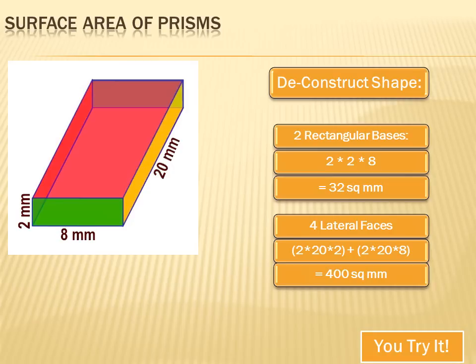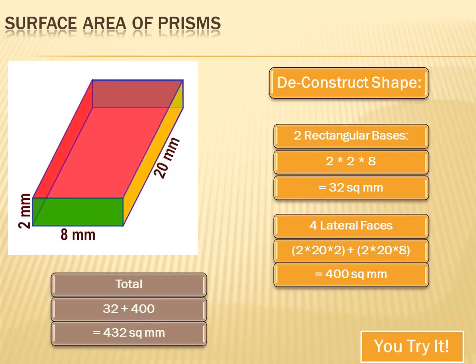Now I've got all my components. I've got the 2 rectangular bases plus the 4 lateral faces. If I add those together, I come up with 432 square millimeters for this shape.